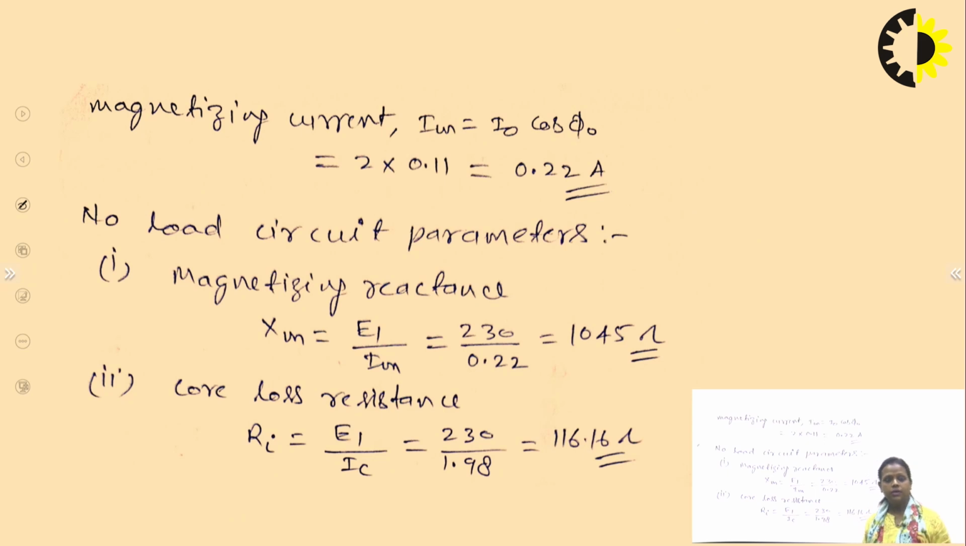Then how to find the magnetizing current? The magnetizing current is I naught cos phi naught. We know the value of cos phi naught, and I naught is already given in the question. So you can find 0.22 ampere, right?